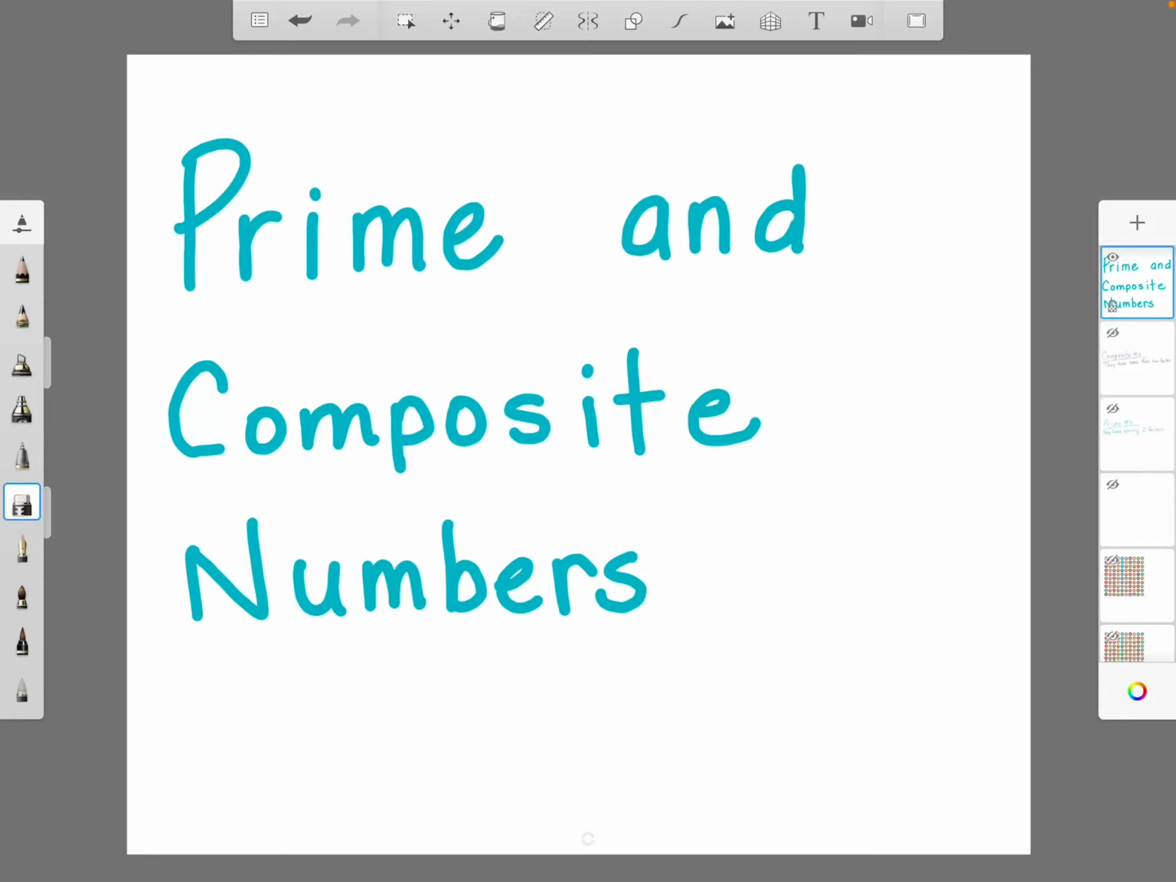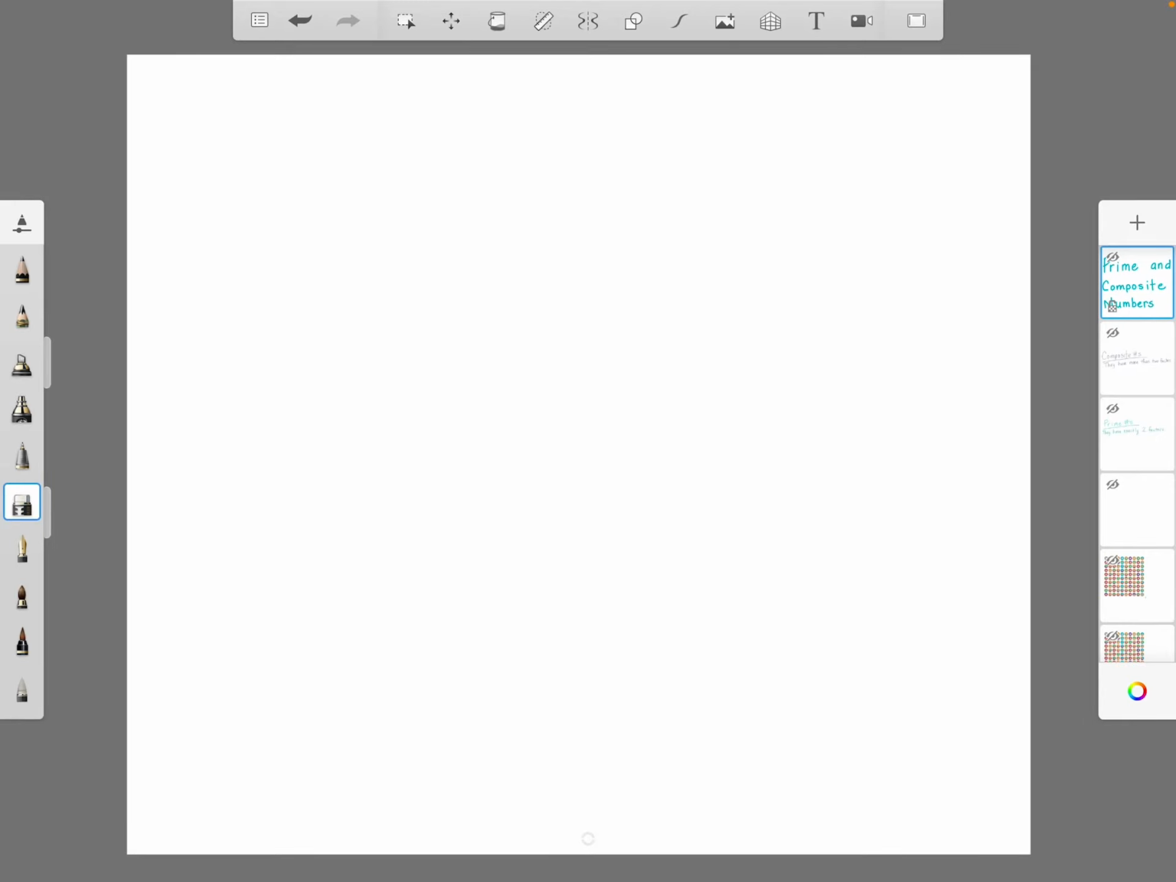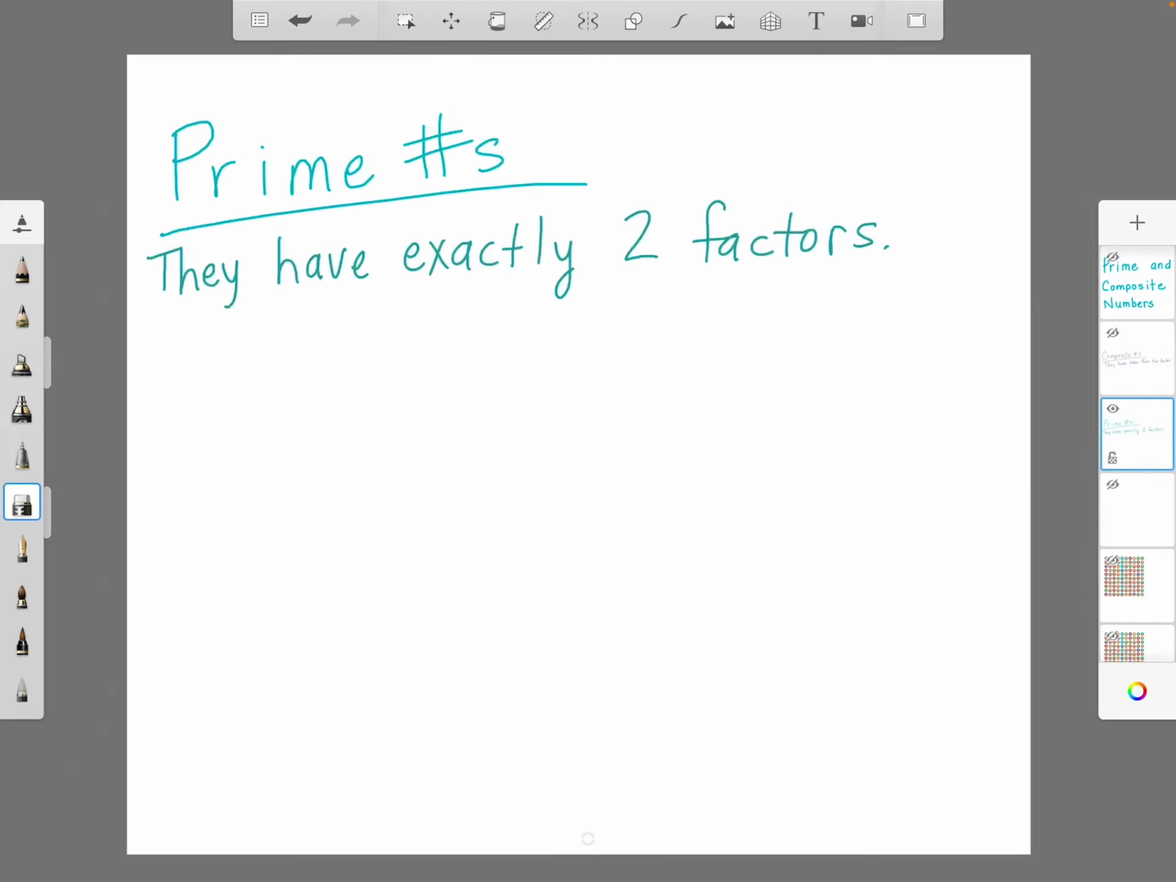We are going to learn about prime and composite numbers. Let's start by doing a definition of prime numbers. Prime numbers are numbers that have exactly two factors.